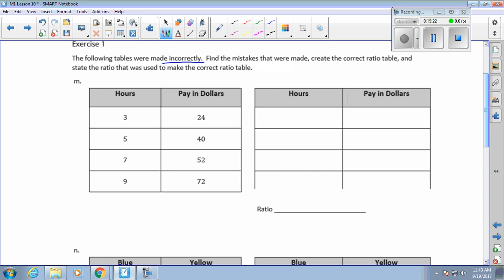So this person who worked 3 hours got paid $24. We're going to call them person A. Person B worked 5 hours and got paid $40. Person C put in 7 hours of work, got paid $52. And person D, after 9 hours of work, received a paycheck for $72.